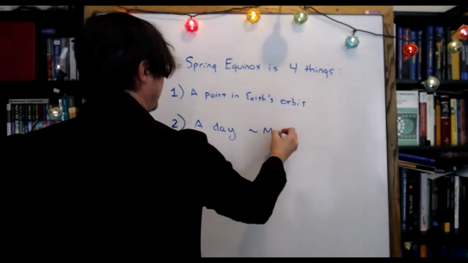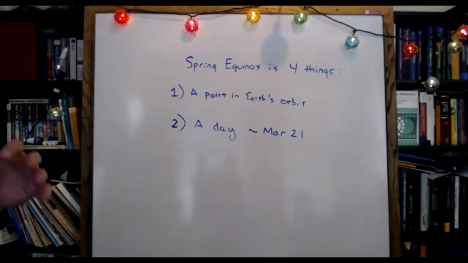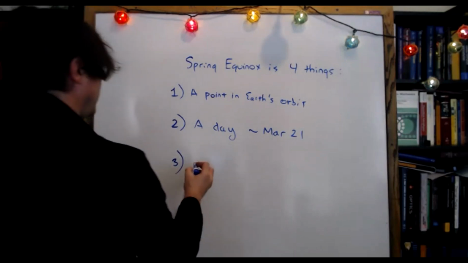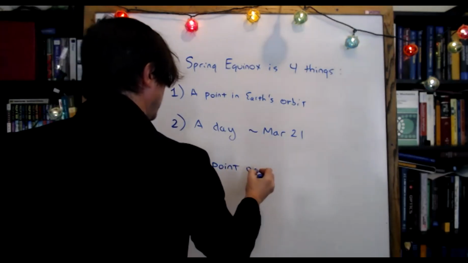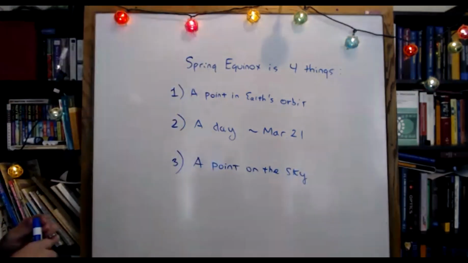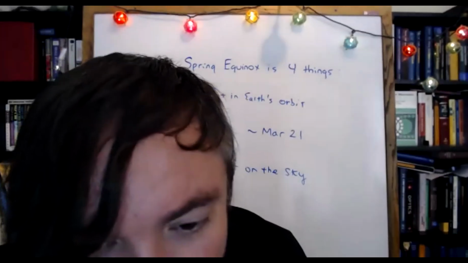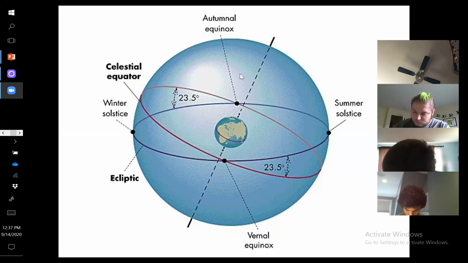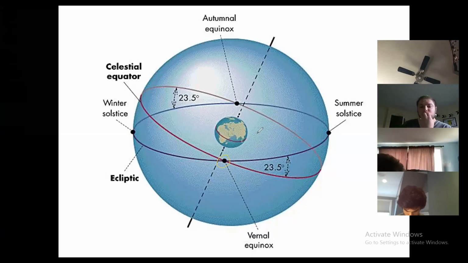And the day is usually around March 21st. Here's a third concept. The spring equinox is also a point on the sky. And this is what sense we're using it for. It's a point on your local sky. It's the point where the celestial equator intersects the ecliptic.